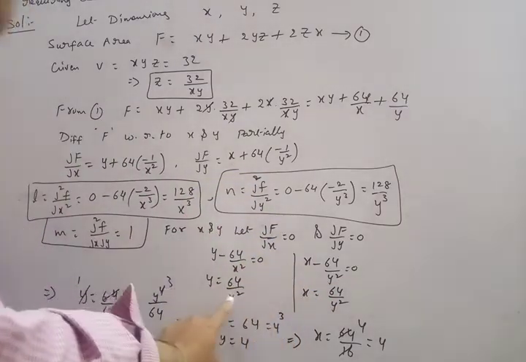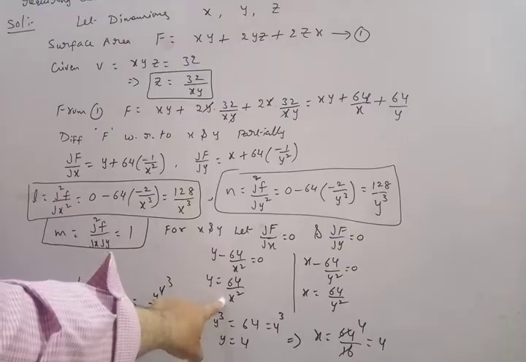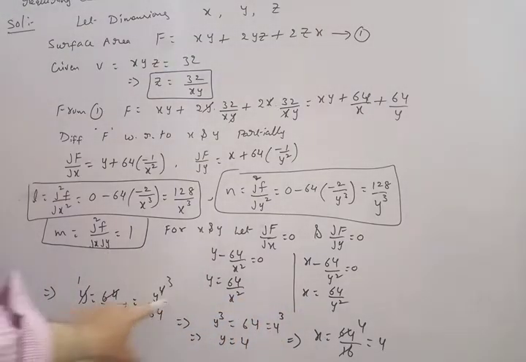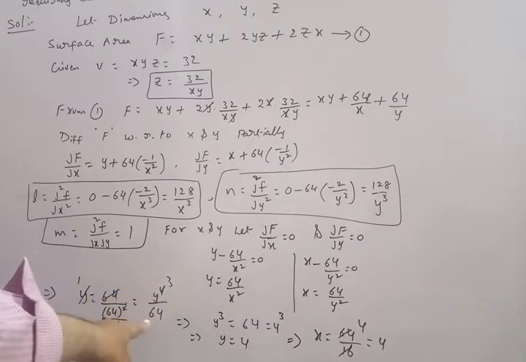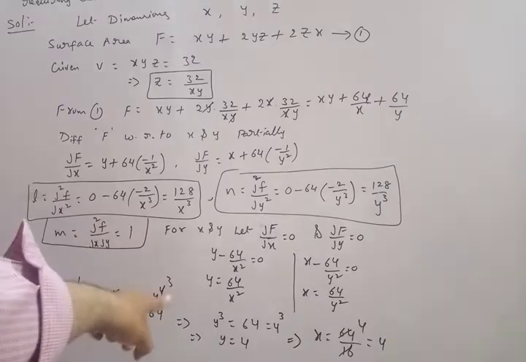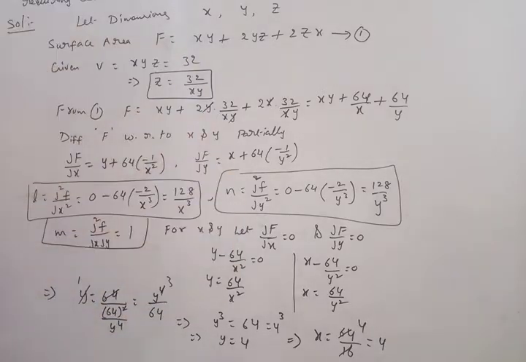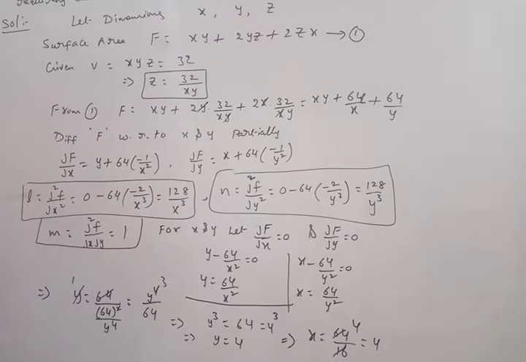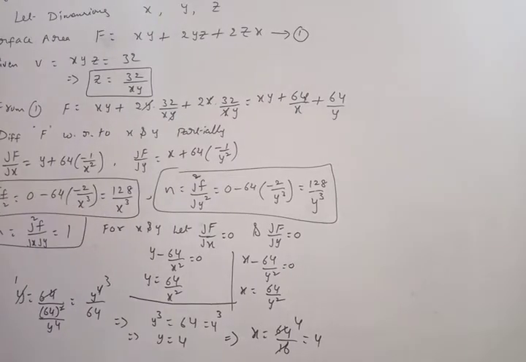So I substituted the x value here. x is equal to 64 by (64 by y square) whole square, that is 64 by 64 square by y power 4. 64 gets cancelled, this will be reciprocal, y power 4 by 64, and one y and one y get cancelled, y cube is equal to 64. Then y is equal to 4 cube, so the cube gets cancelled, y is equal to 4. Similarly x is equal to 64 by 16, that is 4. Now what we have to find?